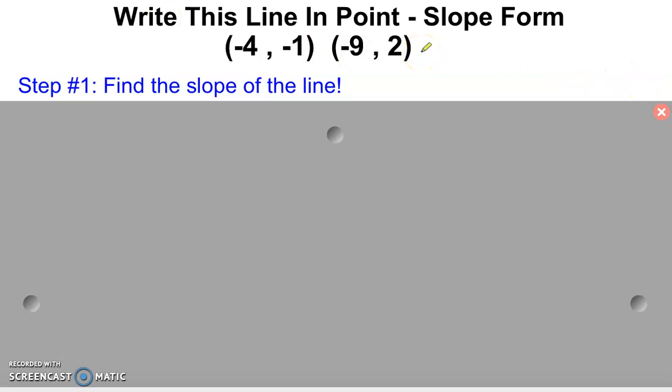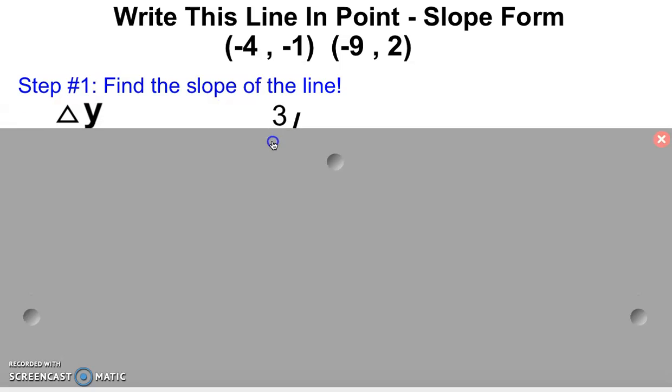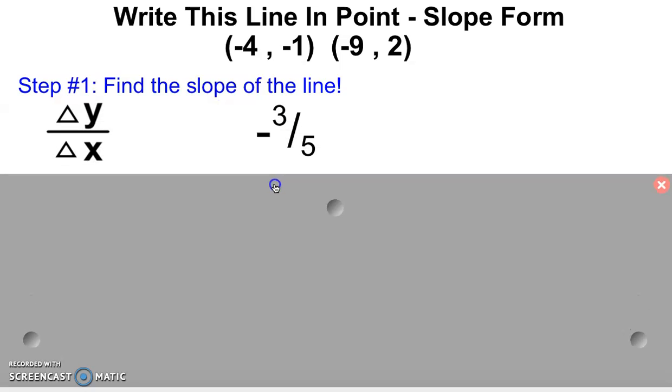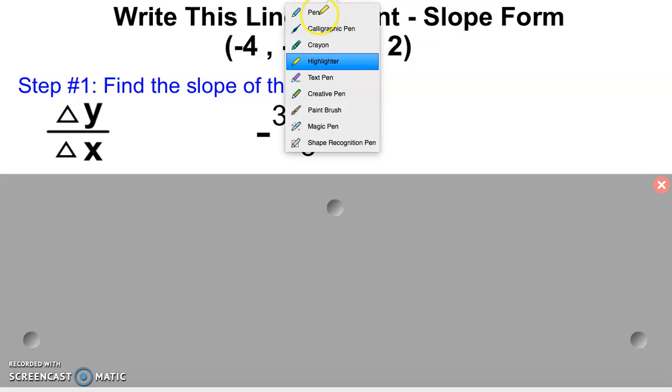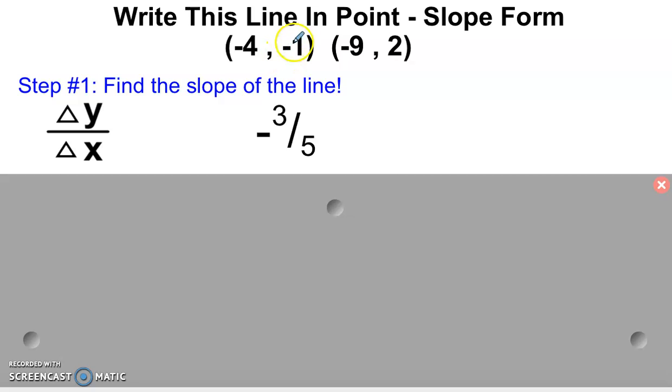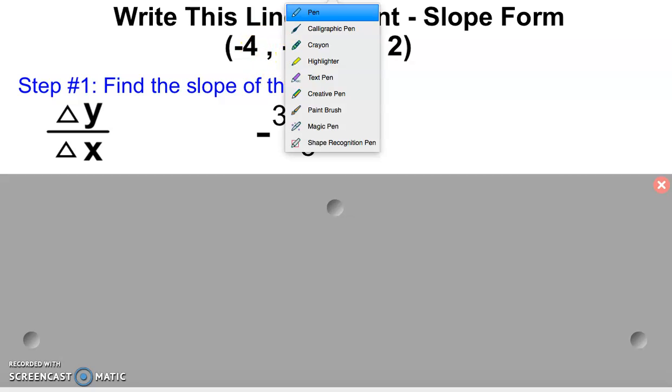So here we go. We want to write this line in point slope form. Here we don't know the slope. We just know 2 points that it goes through. So the first thing we need to do is figure out the slope. So we're going to use either of the 2 equations that I've talked about. I prefer change in y over change in x. And I'm going to go from left to right this time, just to do something different.